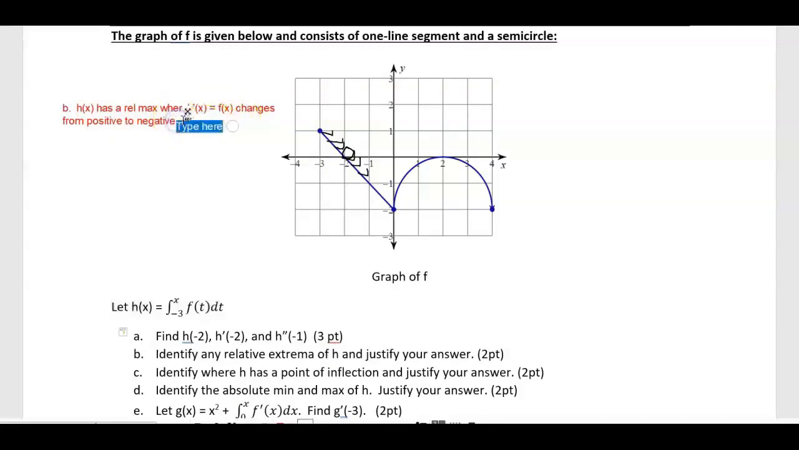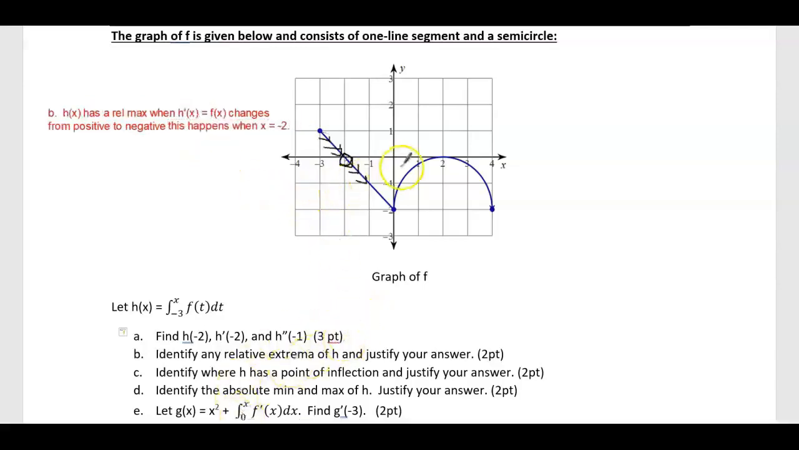And this happens when x equals -2. And I don't see any other places on here. Now, you do have to be careful to look, okay? There might be more than one place. As you can see, this is the only place where the graph is above and then suddenly it's below, okay?